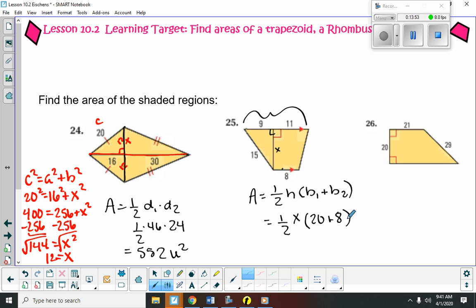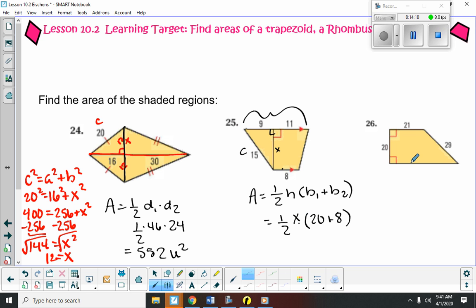So I'm not going to finish working this, but this is Pythagorean theorem. So this would be your c squared. 15 squared would equal 9 squared plus x squared. And if you solve that, you'd find x, and then you put it right here. In the next one, we are missing one.